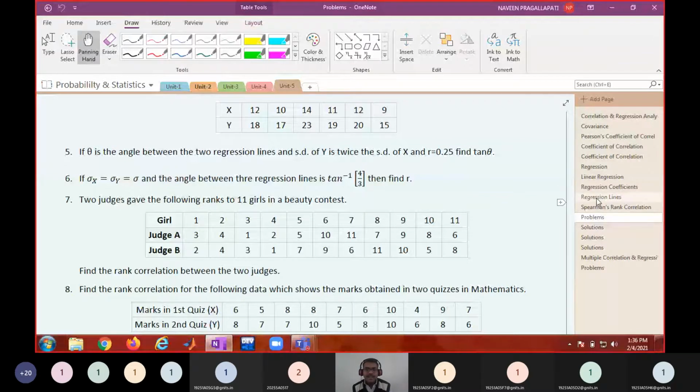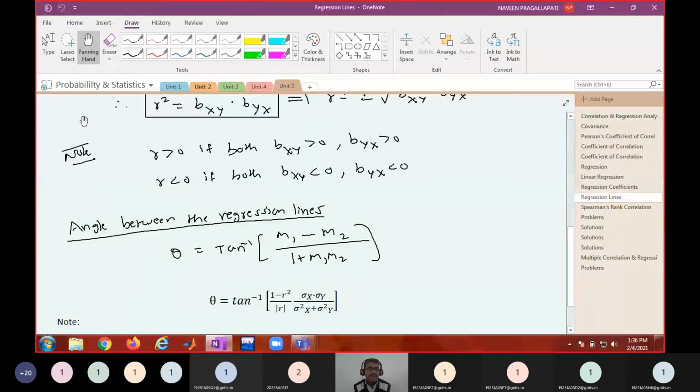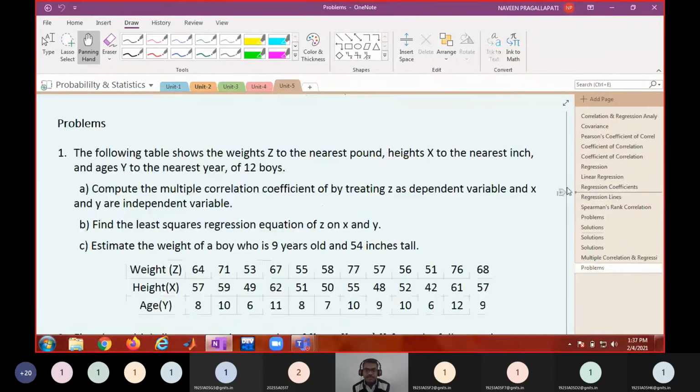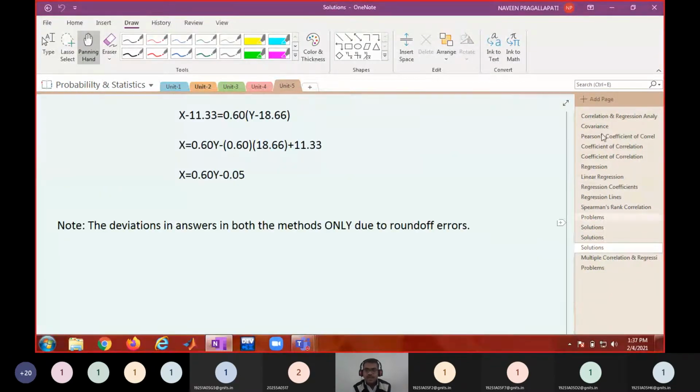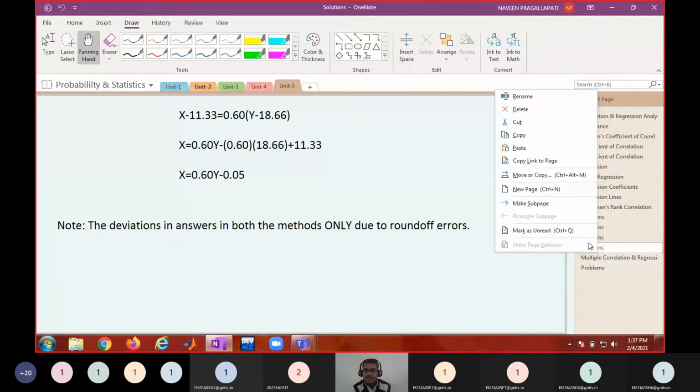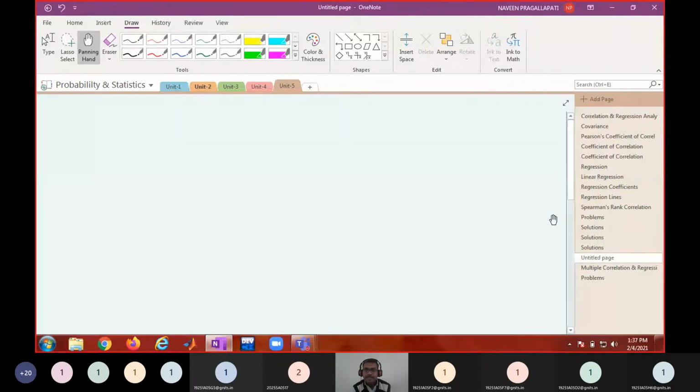So what is the angle between the lines? This is a formula, no? Theta equals tan inverse of (1 minus r square by r) into (sigma x into sigma y by sigma x square plus sigma y square). Okay. So let me add a page. So what is the formula for the tan theta?